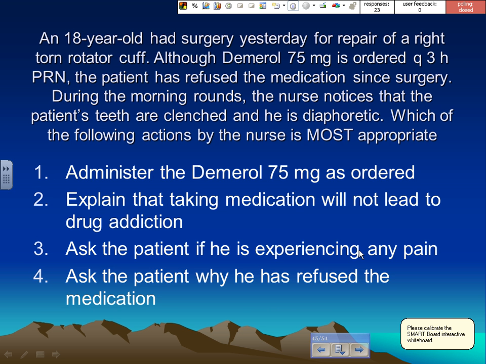The 18-year-old had surgery yesterday for repair of a right torn rotator cuff. Although Demerol 75 is ordered Q3 PRN, he's refused the medicine since surgery. During the morning rounds, you notice the patient's teeth are clenched and he's diaphoretic. Which action by the nurse is most appropriate? Administer the Demerol 75 as ordered. Explain that taking the medication will not lead to drug addiction. Ask the patient if he's experiencing any pain. Ask the patient why he has refused the medication.